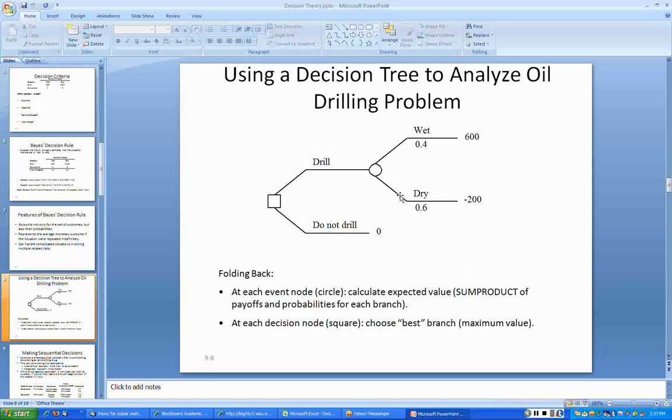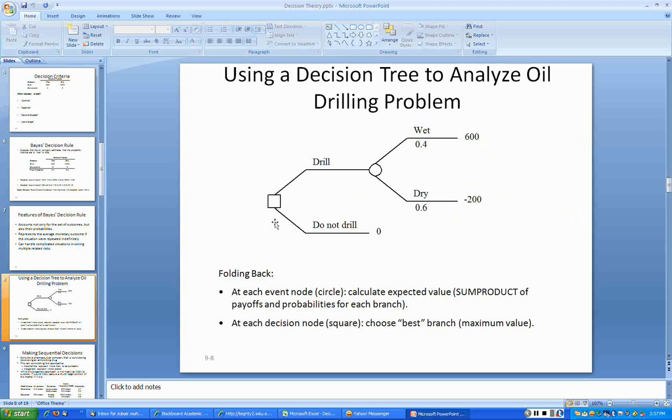Now when you come to the state of nature, we don't have any control over the outcome. We do not control whether the oil field is going to be wet or dry. We have no control over that. That's why we call it state of nature. So the number of lines that come out of a circular node denotes the number of states of nature in your problem. Any state of nature node always has a probability associated with it, like the wetness is 0.4 and the dryness is 0.6. At the end of the tree is the payoff that is listed.